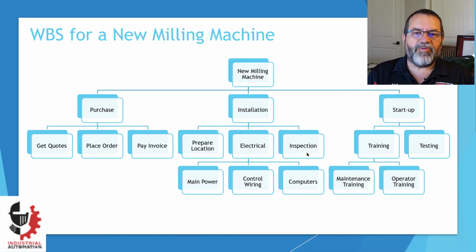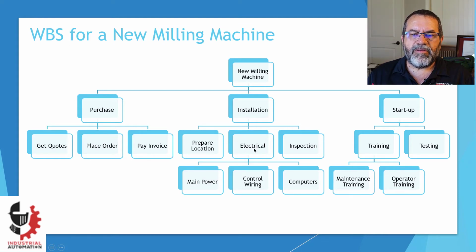Here's an example of a work breakdown structure. This is for a new milling machine. And you can see here, this milling machine is broken into 3 separate categories. We've got purchasing activities, we've got installation, and we've got startup activities. Each of those 3 is further broken down. Here we've got getting quotes, placing the order for the machine, and then eventually you have to pay invoices.